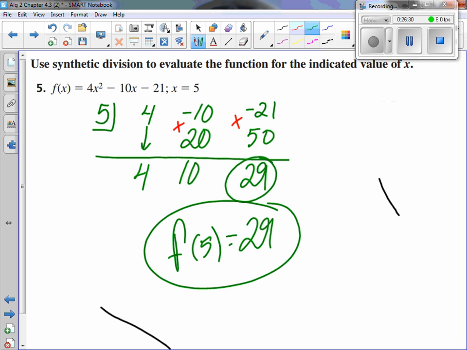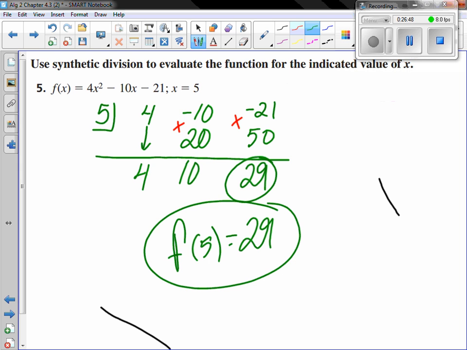Any questions of anything we did today? Yes. You're only looking for the remainder? Yes. Because the remainder actually is going to be the same value as if we plug that value in for x.